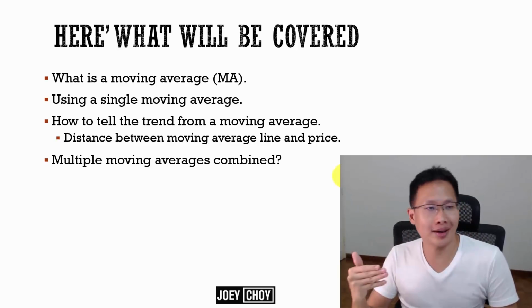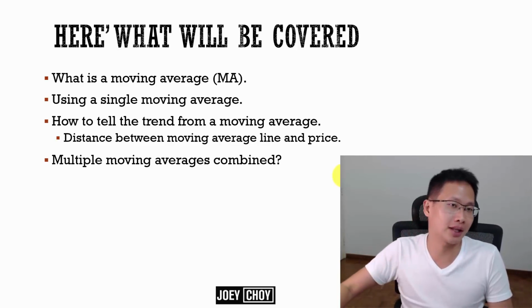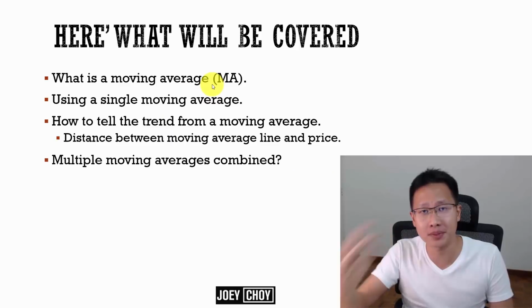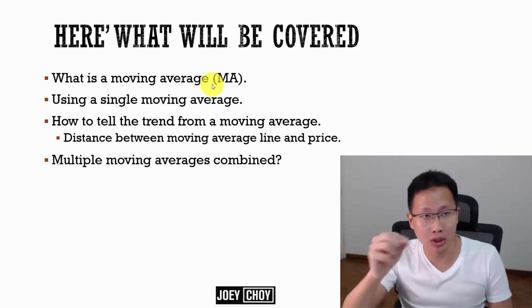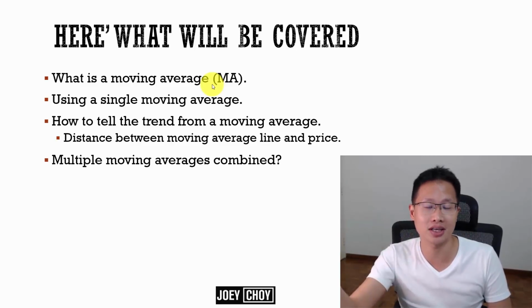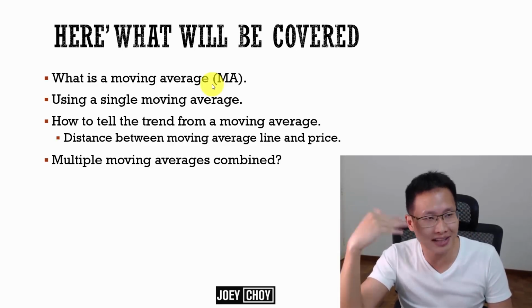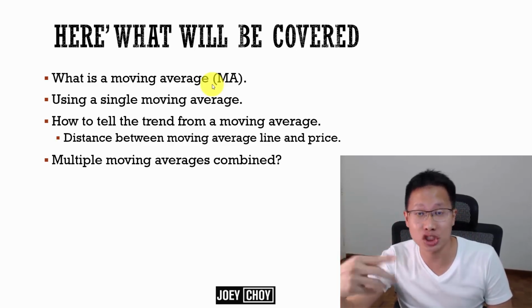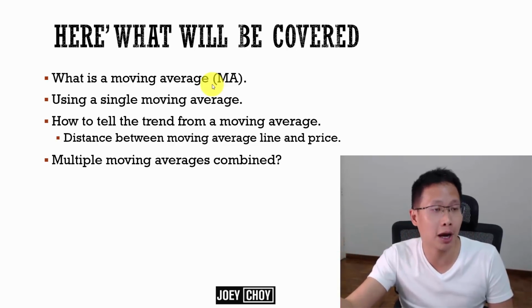So let me just do a quick recap of what we have covered so far. We covered what is a moving average and what does it even mean. We actually covered how to calculate a 5 days moving average, but of course we're not using 5 days, we're using the 100 days and the 200 days, but at least now you know how the line actually forms in terms of the calculation behind.